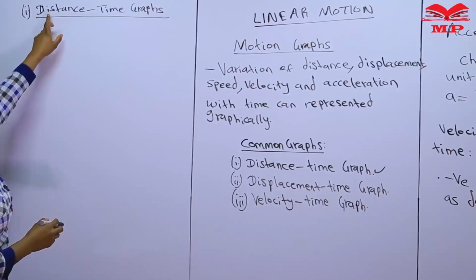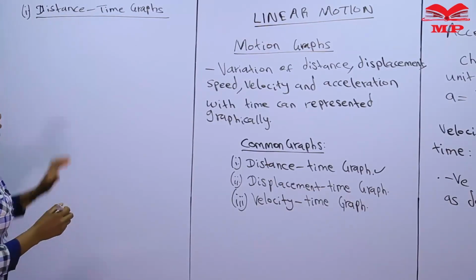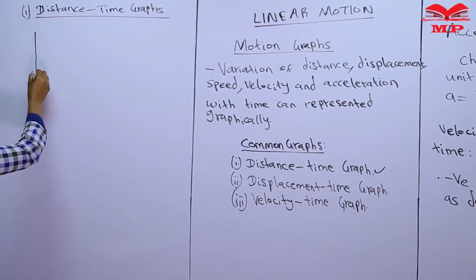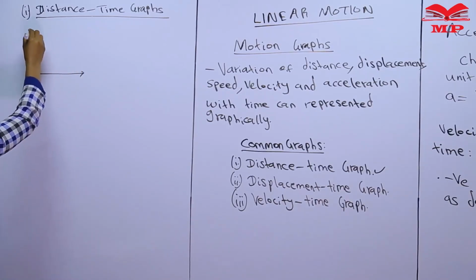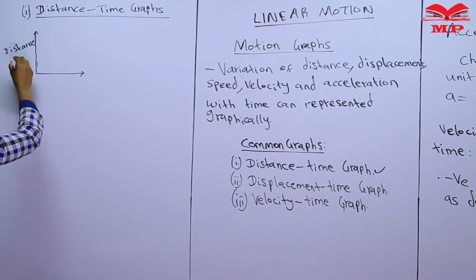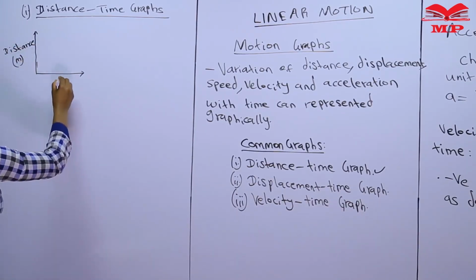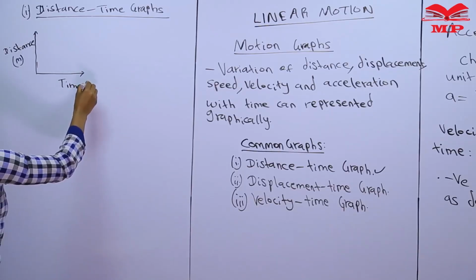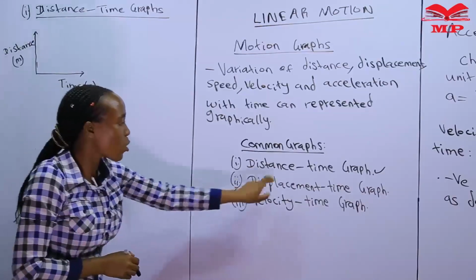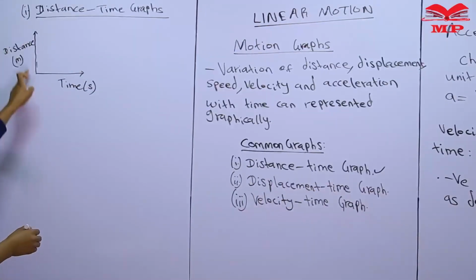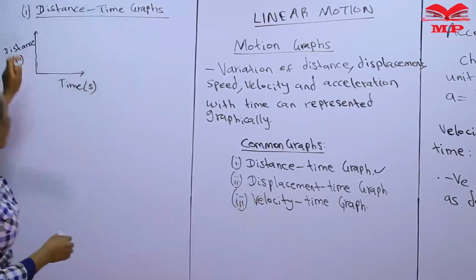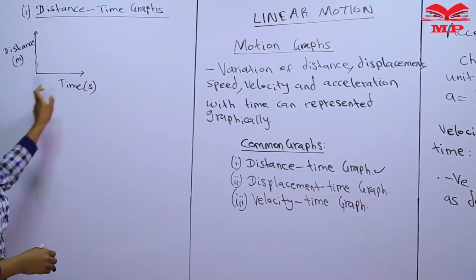Now, when you see the distance time graph, it simply means that whenever we are plotting this graph, the distance will appear on the y-axis. So we have the distance here, in the SI unit, which is meters. Then we have the time on the x-axis in seconds. The same case will apply to the others. For the displacement time graph, displacement will be on the y-axis, then the time on the x-axis. Velocity on the y-axis and time on the x-axis.